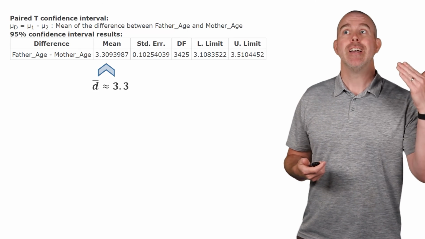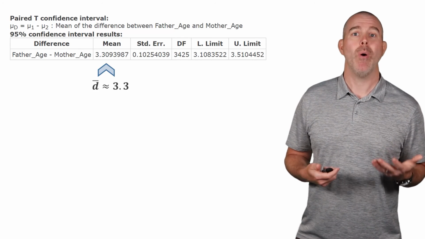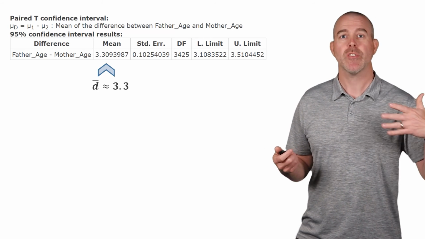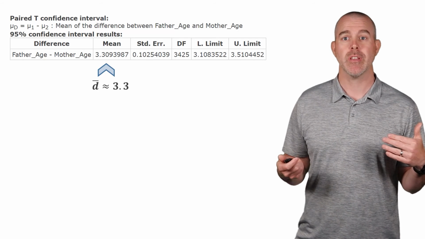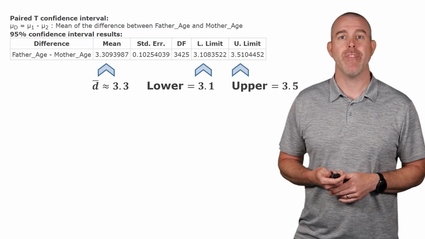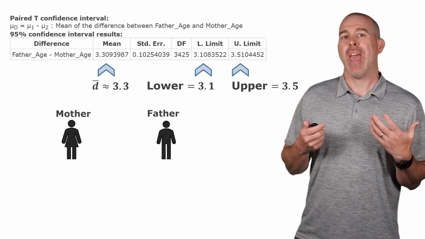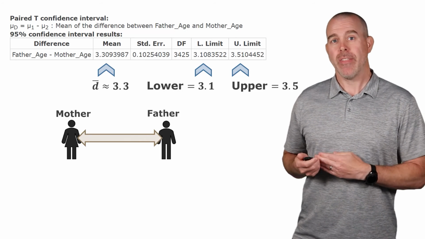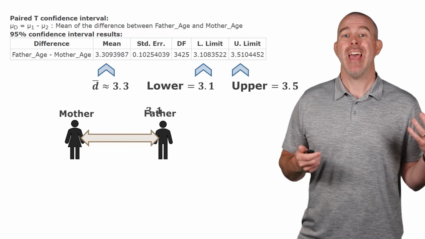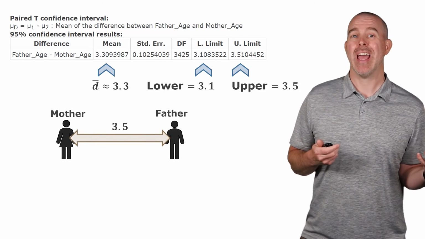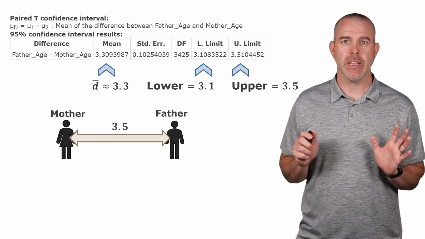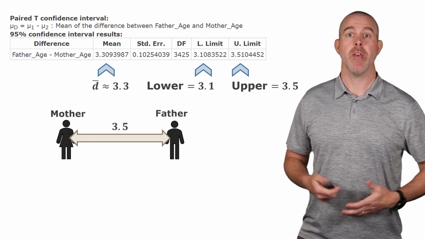So we have a mean difference, d bar, of 3.3. So on average, the difference between father's and mother's age is 3.3 years. So on average, fathers were 3.3 years older than mothers. For the confidence interval, well, it could be as low as 3.1 or as high as 3.5. So again, we have to care. The order is important. We actually think the father is older than the mother. It's 3.3 on average, but it could be as little as 3.1 or as high as 3.5. Either way, fathers on average are clearly older than mothers for these children of immigrants.